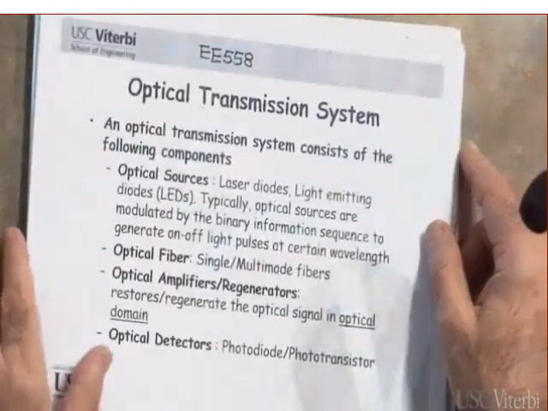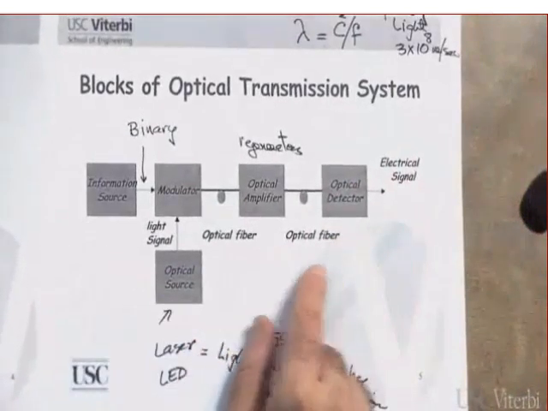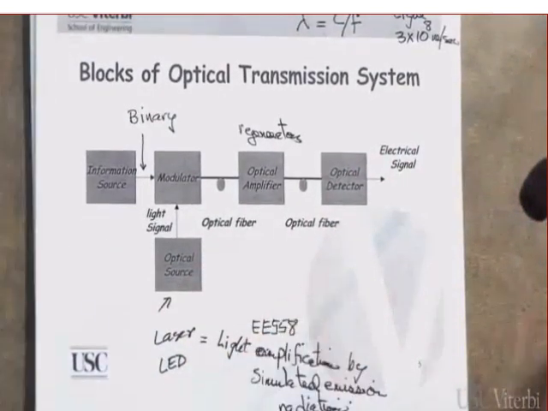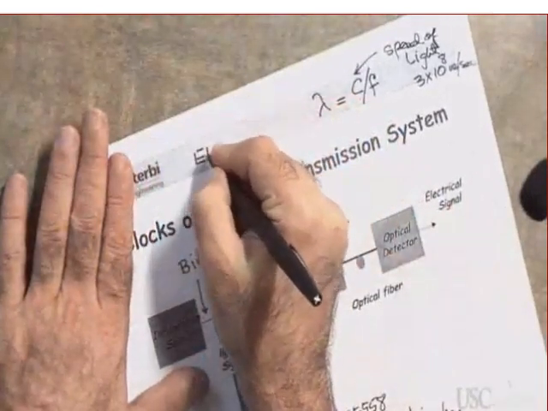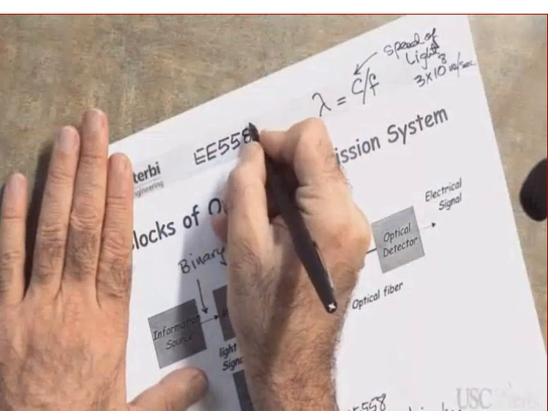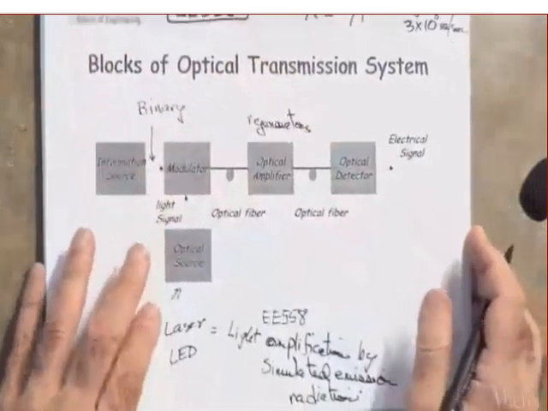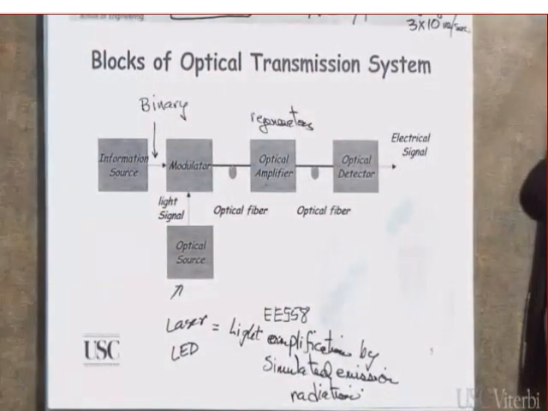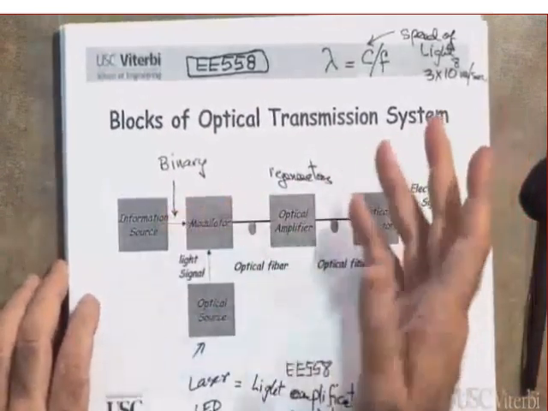Now, the optical transmission system, what does it consist of? Let's see if we can go over it. This is, by the way, material of EE 558, which is called optical communications. You will study it if you take this course. Okay, we don't need that much here. I just want you to understand the components.